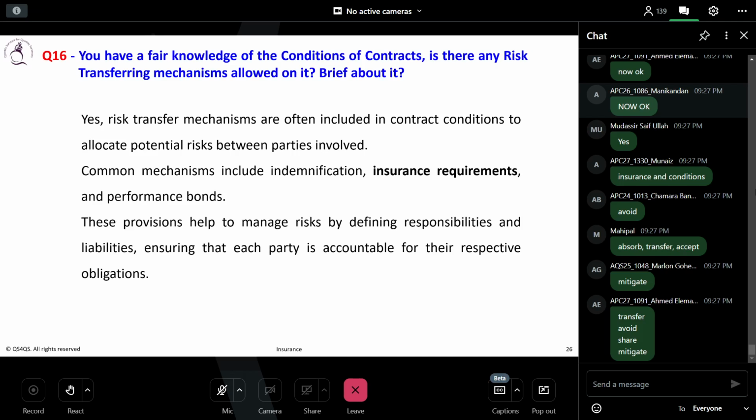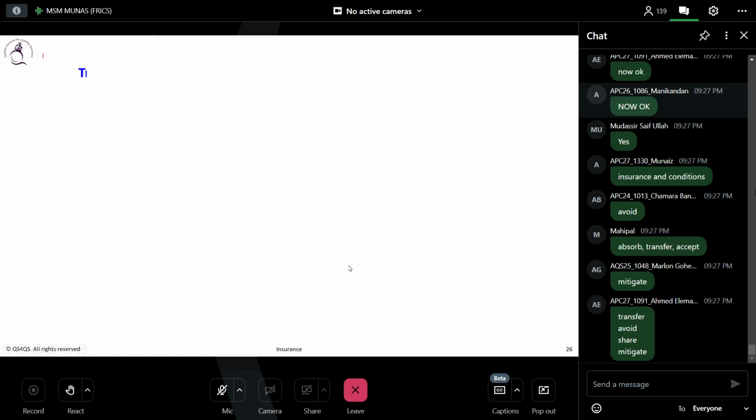What else? Mitigate. Yes, we can reduce the risk. So there are so many ways the risk can be managed. Here, one of the ways we are talking about is insurance. What insurance policies are required to be taken jointly for a construction project and why?